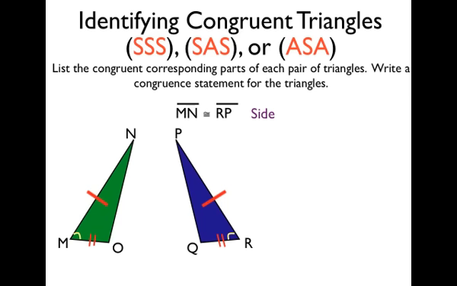Well, what else do I know? I know that side MO and side QR are also congruent. So that pretty much eliminates ASA. It's probably not going to be that, although it could be. So now I have 2 sides, so most likely it's either side, side, side, or side, angle, side.